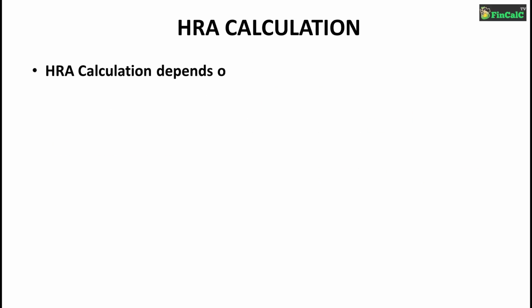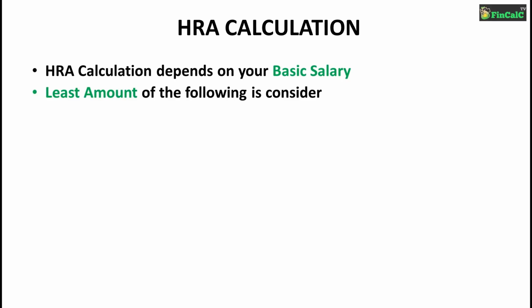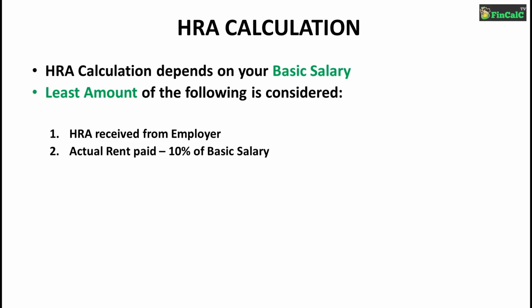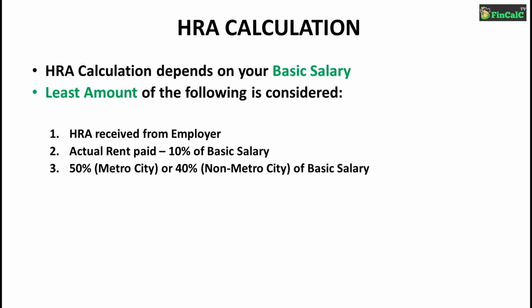Your salary is a crucial component that is used to calculate HRA. The least of the following will be considered as HRA: the amount received as HRA from your employer, actual rent paid minus 10% of your basic salary, 50% of your basic salary if you stay in a metro city, or 40% of your basic salary if you stay in a non-metro city.